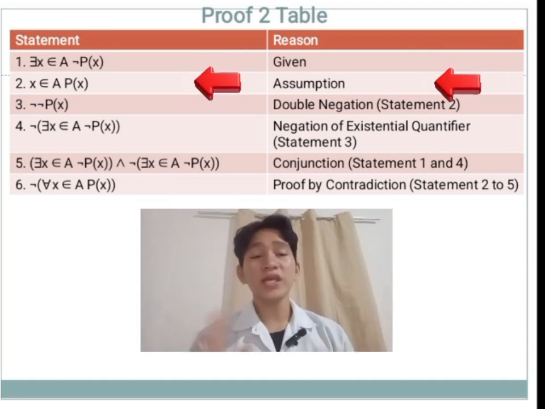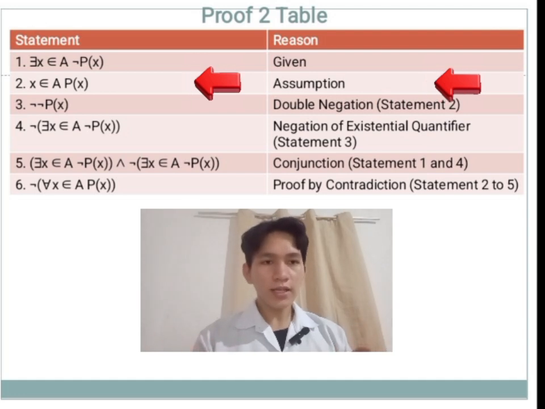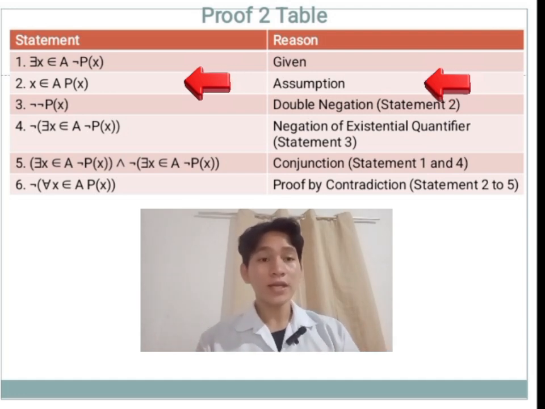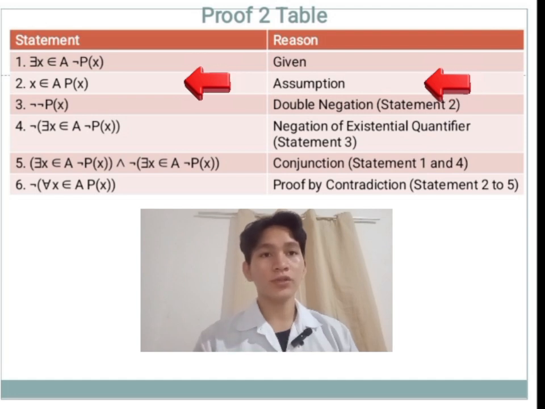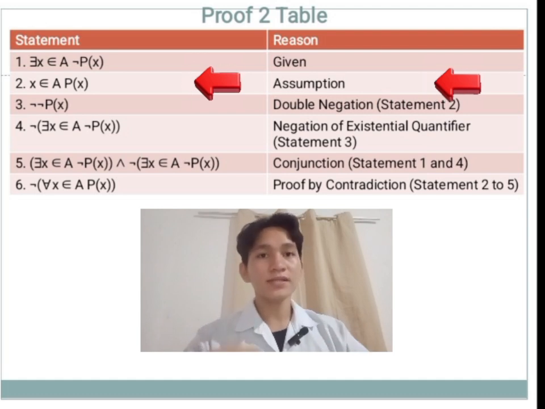Statement number 2 is where we give our assumption. So our assumption is for all x in A, P of x. So we now assume the opposite of the conclusion we want to prove. So we assume that every x in A satisfies P of x. So this sets up another proof by contradiction.